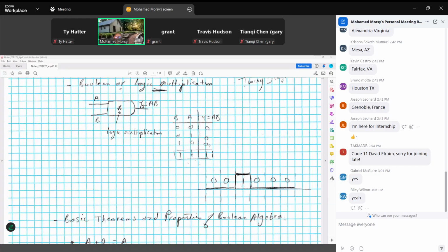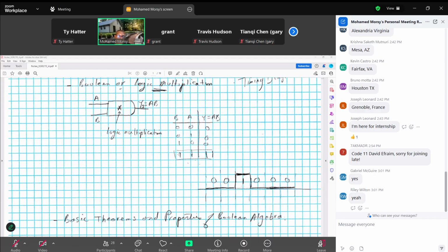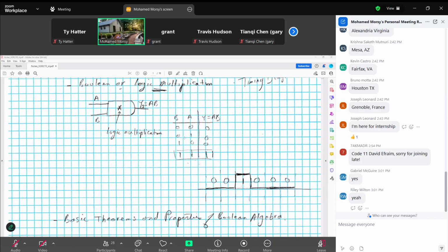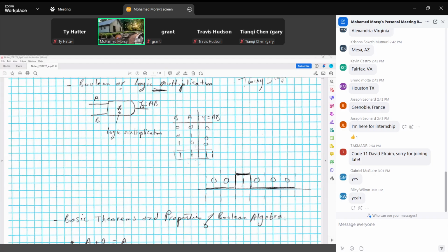But you can create the truth table from the gate. I give you the gate, you can draw the truth table. You can put the different combinations here based on the 2 inputs, and then the output is the logic multiplication. So based on the function, 0 times 0 is 0, 1 times 0 is 0, 0 times 1 is 0, because multiplication, and 1 times 1 is 1.